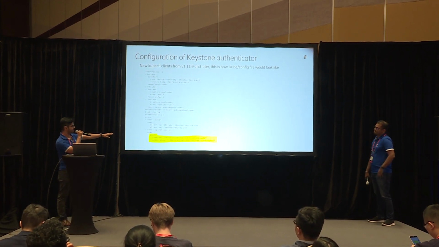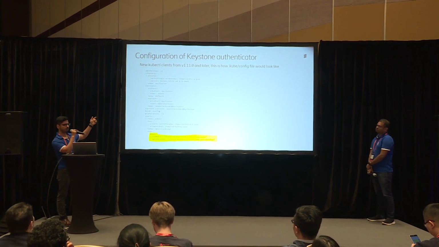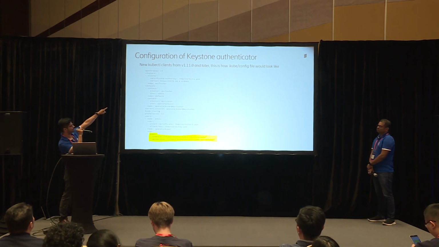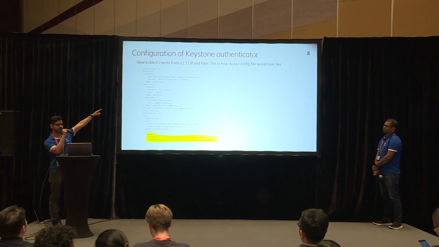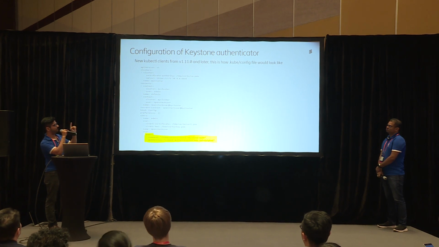So you will need to add this section, and you'll need to create a context. And once you create the context, you can route all the calls to the webhook API server. The server that I'm showing there on the top is basically a webhook API server that I'm pointing to. So this config file is for the versions v1.11 and above.